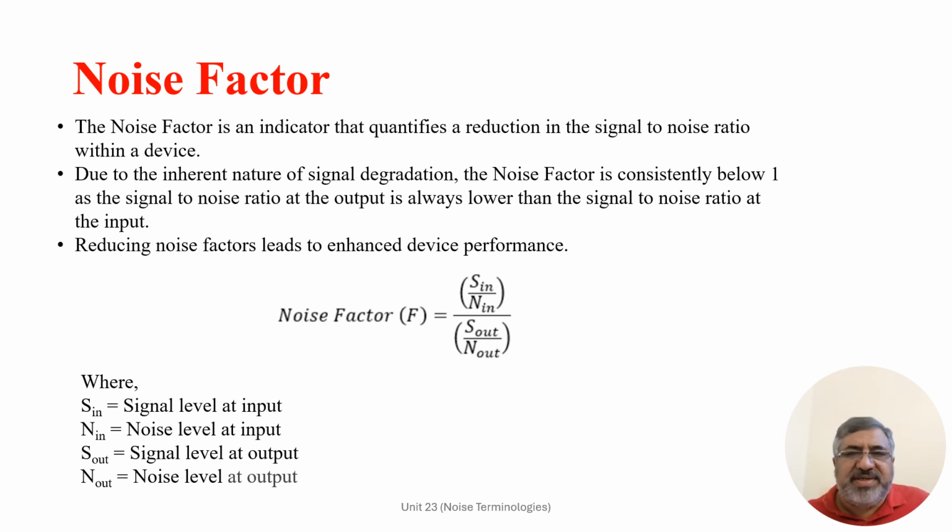Reducing the noise factor leads to enhanced device performance, and the simple equation for the noise factor is S input divided by N input, overall divided by the ratio of S output to N output. Where S input is the signal level at the input, N input is the noise level at the input, S output is the signal level at the output, and N output is the noise level at the output.